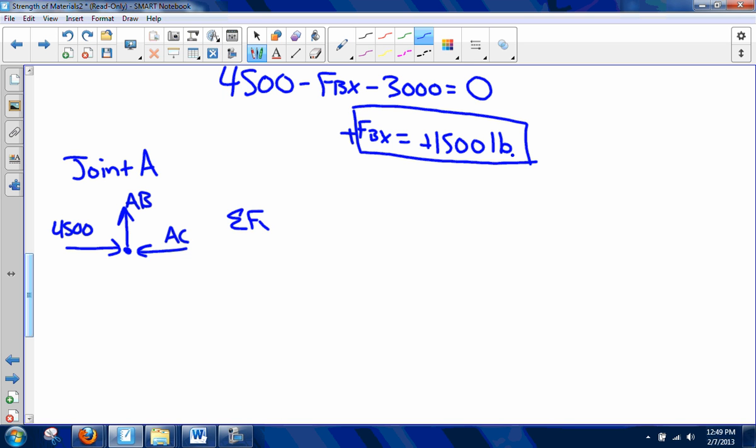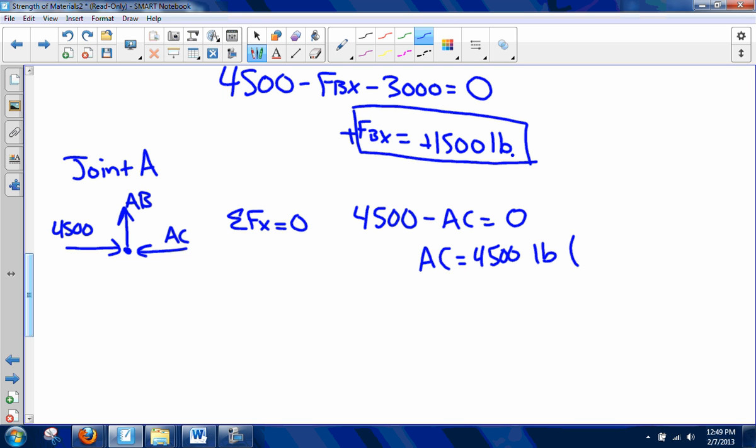So sum of the forces in the x direction equals 0. So 4,500 minus AC equals 0. That tells me I have AC is equal to 4,500 pounds. And since I drew it in tension and I got a positive number, this is in tension. I'll need that later whenever I'm calculating the structural strength or calculating the area that I need.